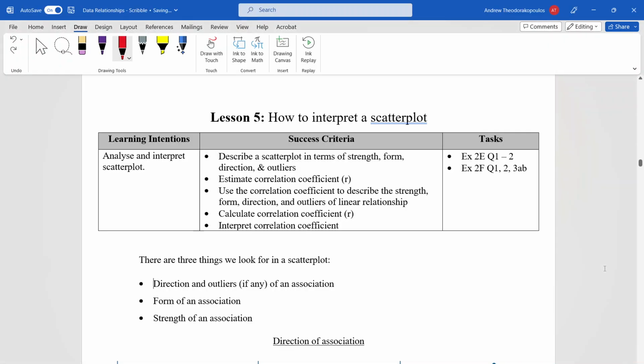Hey Year 12, so for this lesson, lesson 5, we are building on the previous lesson where we learnt about scatterplots, but now we're going to learn how to interpret them. Firstly, we're going to focus on 3 things that we look for in a scatterplot, that being direction and outliers, that counts as sort of one dot point, form and strength.